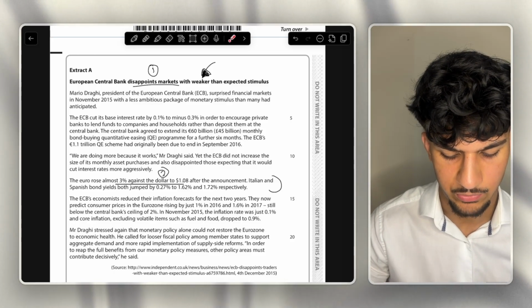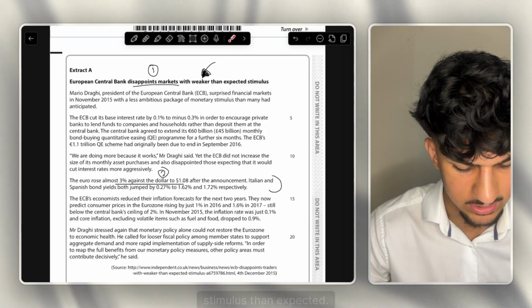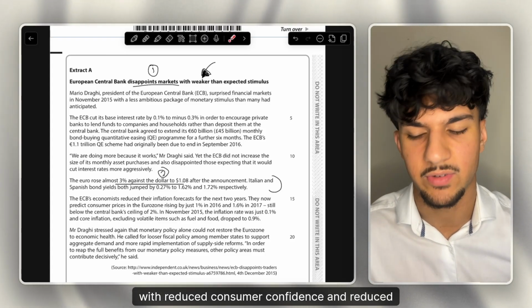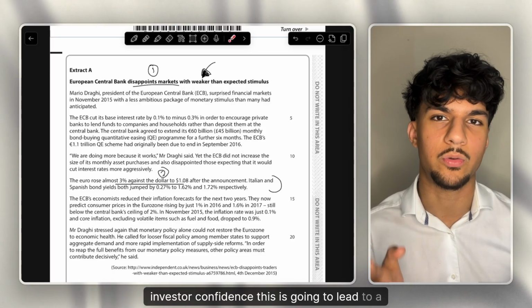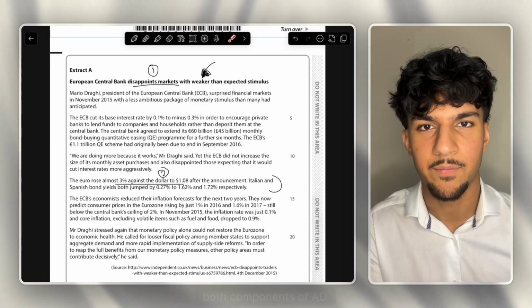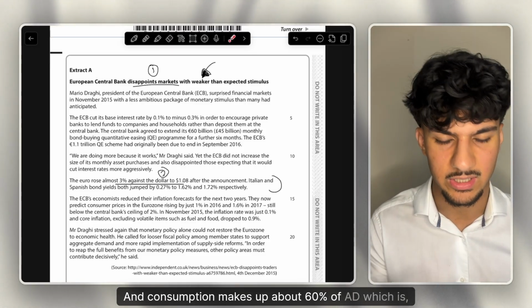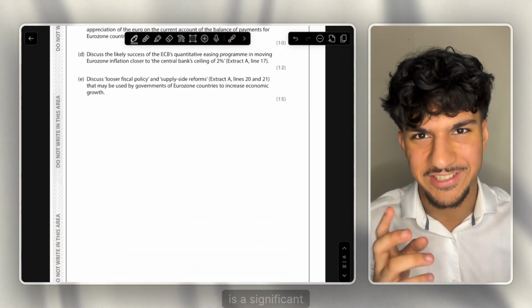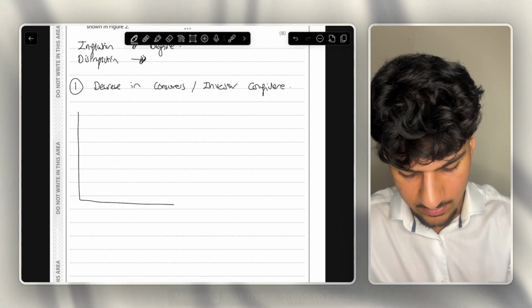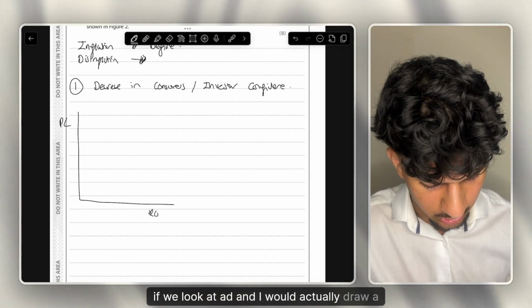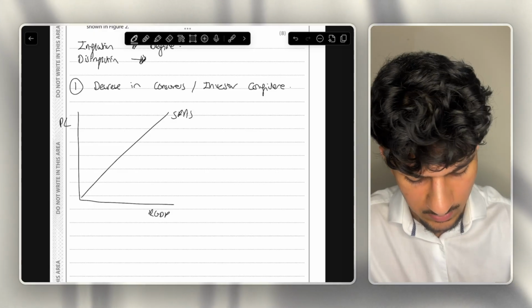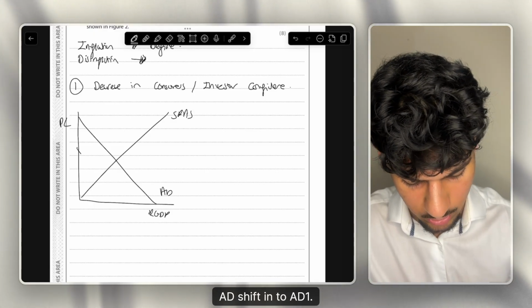So in extract A it says, the markets are disappointed with a weaker stimulus than expected. With reduced consumer confidence and reduced investor confidence, this is going to lead to a decrease in consumption and investment, which are both components of AD, and consumption makes up about 60% of AD, which is a significant proportion of AD, meaning that this is going to cause, if we look at AD, and I would actually draw a diagram here because it's very fast and simple, this is going to cause AD to shift in to AD1.